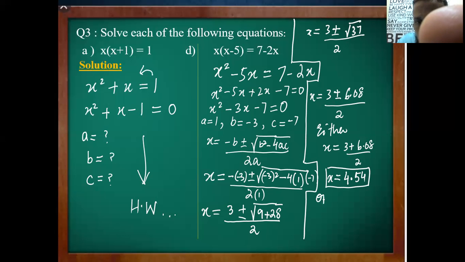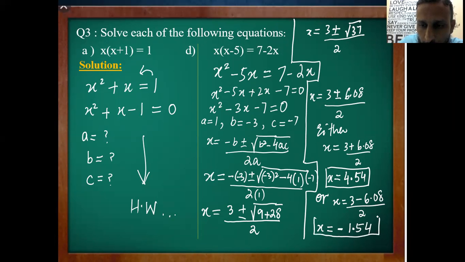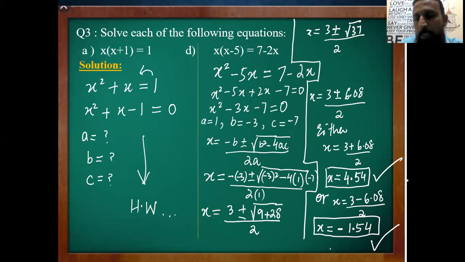Now the second answer: x equals 3 minus 6.08 upon 2. So 3 minus 6.08 will be negative 3.08, divided by 2. Our answer is found to be negative 1.54. This is the second answer. This is the first answer. Both answers are correct to two decimal places: negative 1.54 and 4.54.